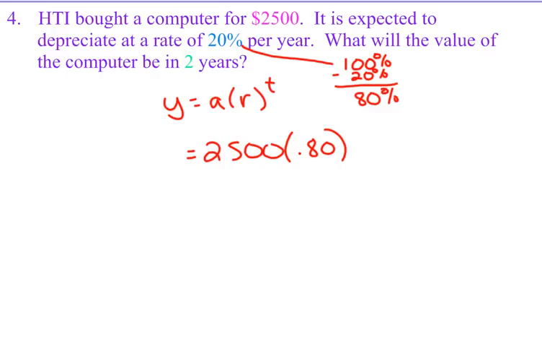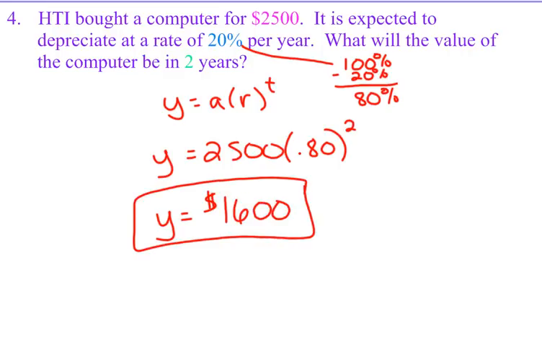And then the time. It says, what will the value of the computer be in 2 years? So I'm going to put a 2 in here for time. And again, now we're looking for y, the amount after 2 years. I can punch this into my calculator: 0.8 squared, and then times the 2,500, and you should get $1,600 when you do that. So in theory, they could sell that really expensive computer for $1,600 2 years later.